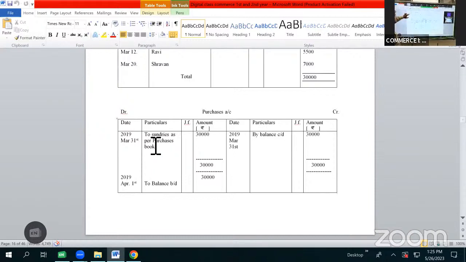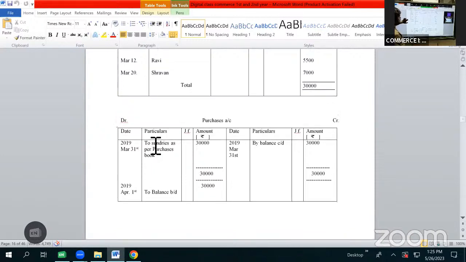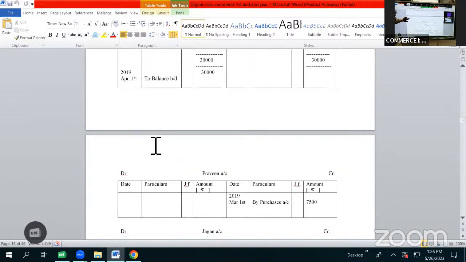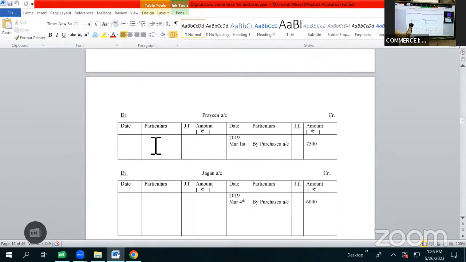As we are asked to post them in the ledger, first we have prepared the purchases account. Now we'll be preparing the ledger accounts of these creditors: Praveen, Jagan, Raju, Ravi and Shravan. First we'll prepare Praveen's account, the format for which is the same: date, particulars, general folio, amount in rupees. Towards the extreme left we'll write DR, debit, and towards the extreme right CR, credit. We purchased goods from Praveen on 2019 March 1st, so it will be shown in Praveen's account as 'by purchases account 7,500'.